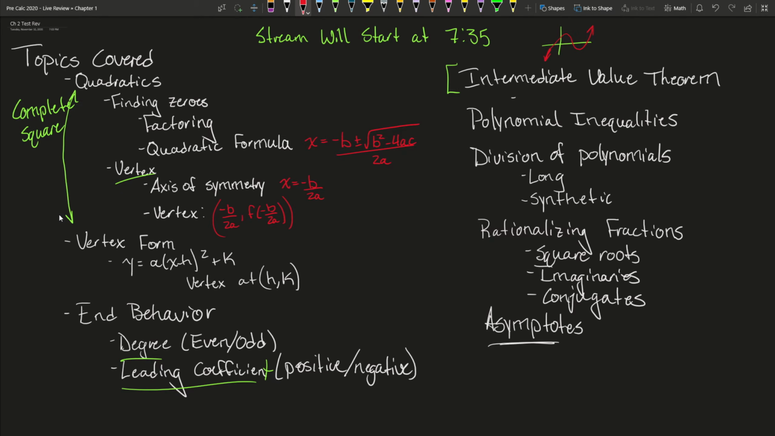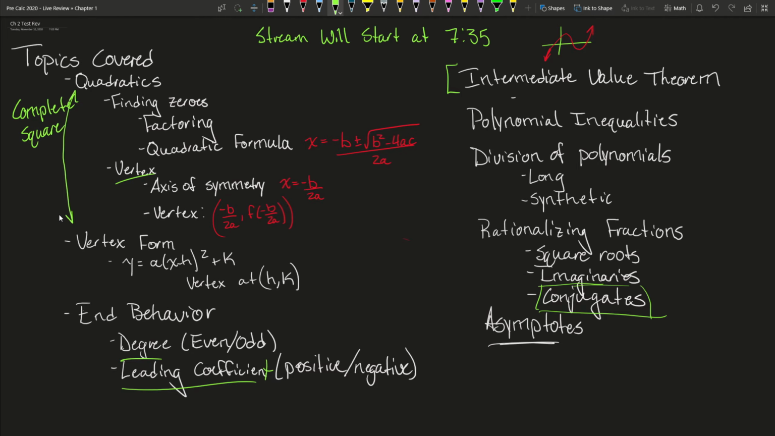All right. We need to know division, so we need long division of polynomials as well as synthetic. Both should be pretty straightforward. And then we need to be able to rationalize functions using square roots, conjugates, and imaginary numbers, right? So basically rationalizing with any of those things in the denominator and then using conjugates to do that, okay?